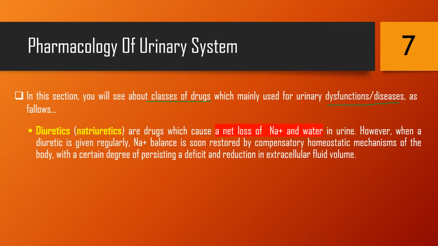Firstly, diuretics or natriuretics are drugs which cause a net loss of sodium and water in urine. However, when a diuretic is given regularly, sodium balance is soon restored by the compensatory homeostatic mechanisms of the body, with a certain degree of persisting deficit and reduction in fluid volume.